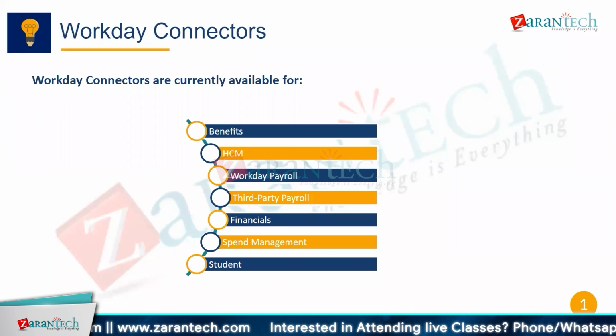So Workday connectors are currently available by default, off the shelf, for benefits, HCM, Workday payroll, third-party payroll, financials, spend management, and student. The example I gave was for third-party payroll, which is ADP. If you're not going to use the Workday payroll module or solution itself, you can engage a third party to manage your payroll as well, and Workday does provide a built-in connector for that.